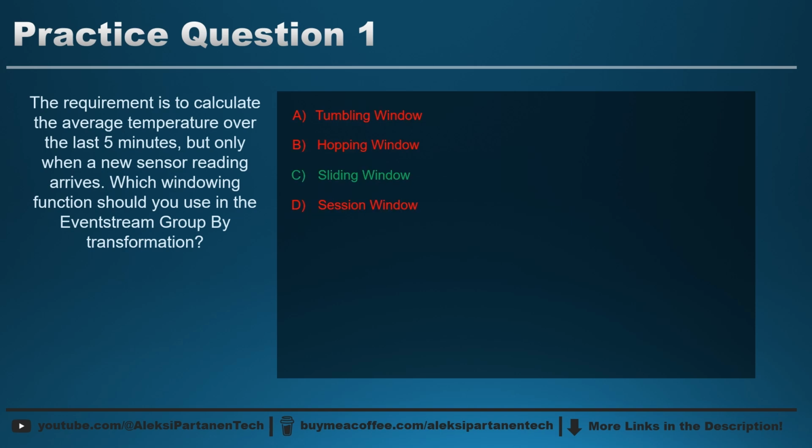The correct answer is C, sliding window, since these other window types won't allow you to look backwards from the event creation with their windows.